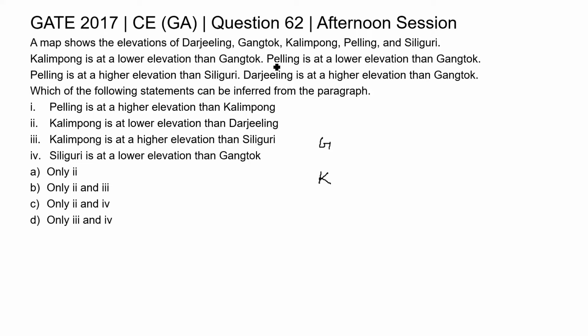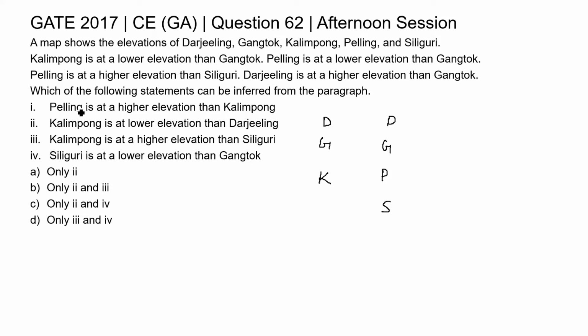The second, Pelling is at a lower elevation than Gangtok. And the third condition, Pelling is at a higher elevation than Siliguri. So we can write Pelling is at a higher elevation than Siliguri. Darjeeling is at a higher elevation than Gangtok. So we can also write here Darjeeling is at a higher elevation than Gangtok.